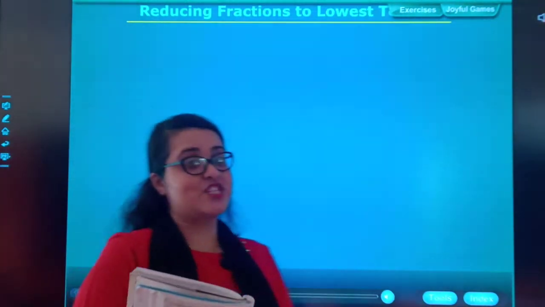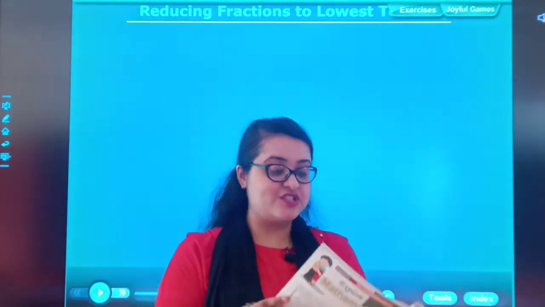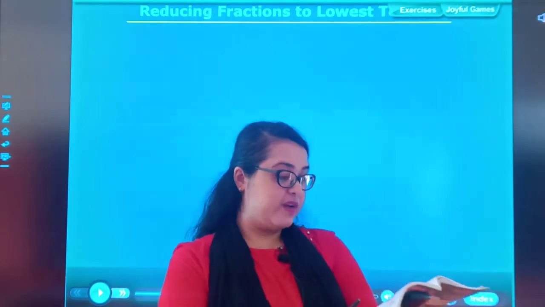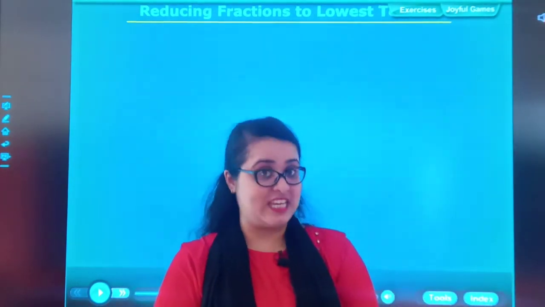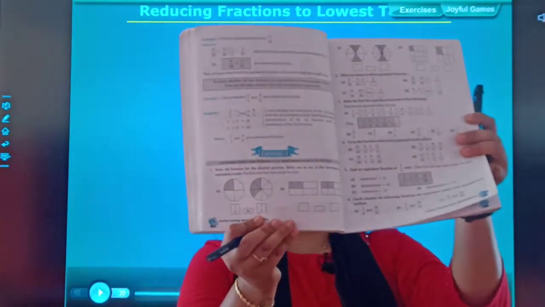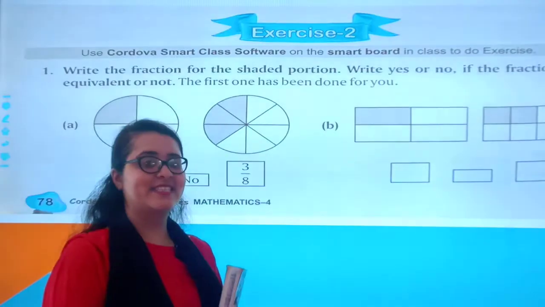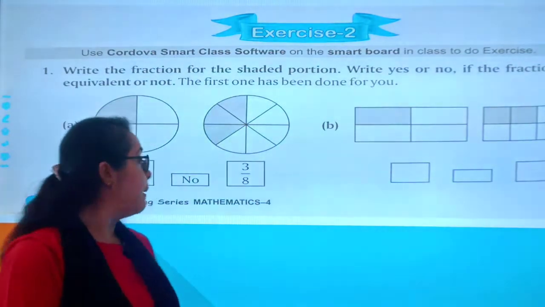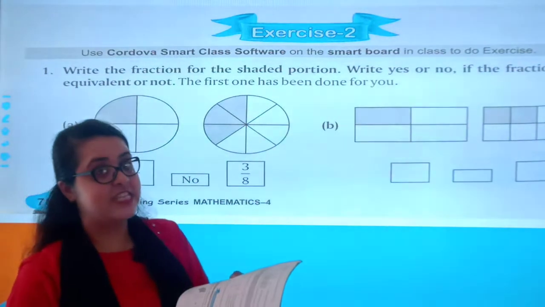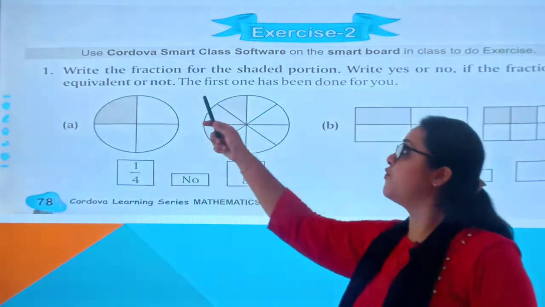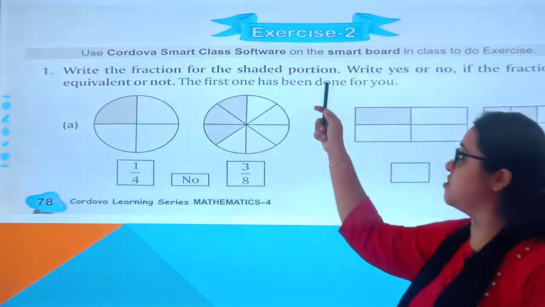So students, we saw what equivalent fractions are. We have discussed our page number 77 and we will now move to 78. That is our exercise 2. So students, this is your exercise on page number 78 of your textbook. Let's discuss that. Write the fractions for the shaded portion.